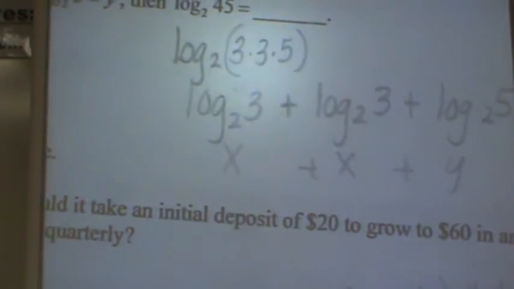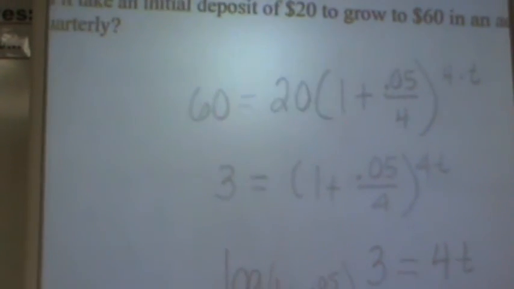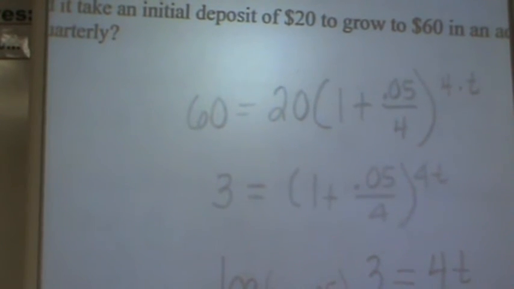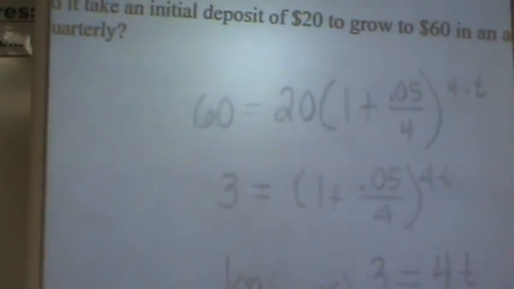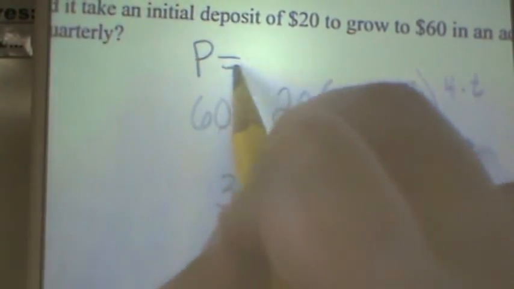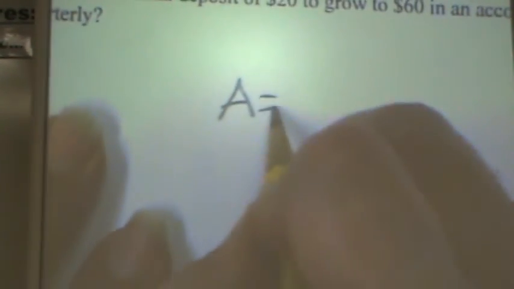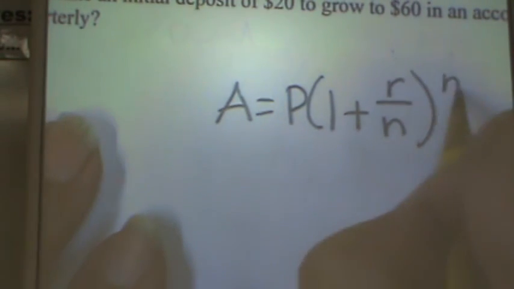Next one. Show you how to do this one. We have a compound quarterly problem. We want $20 to grow into 60. So you're using this formula. Write it again: A is equal to P times 1 plus the interest rate over n, to the power n times t.